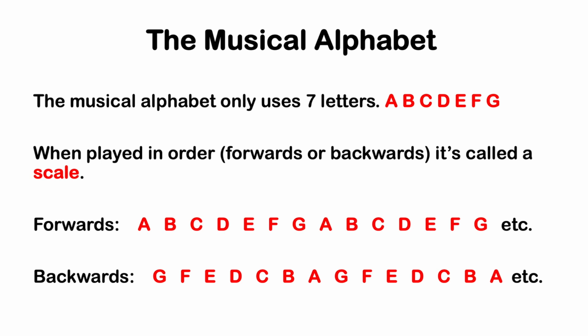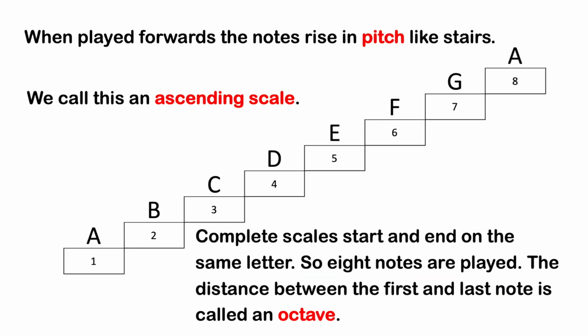It's also good to make sure we all understand that there's only 7 letters in the musical alphabet, because that will help us later on. If we play them in order, we call it a scale. Forwards obviously is just A, B, C, D, E, F, G, A, B, C, D, E, F, G. Backwards is a little harder to say: G, F, E, D, C, B, A, G, F, E, D, C, B, A. So when we play the notes in order, they go up like a stairs.